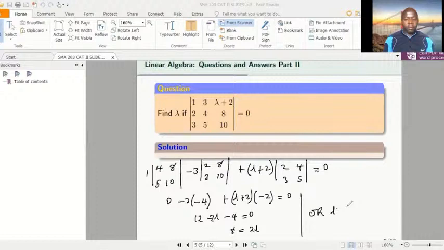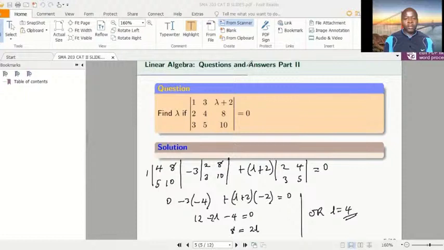That's how we do that question. Let's proceed with the next. Now, the next question says, find K so that this system of linear equations is inconsistent.